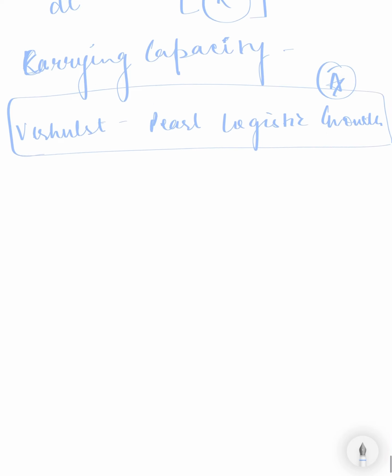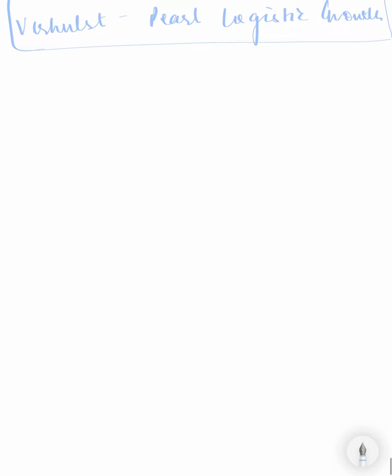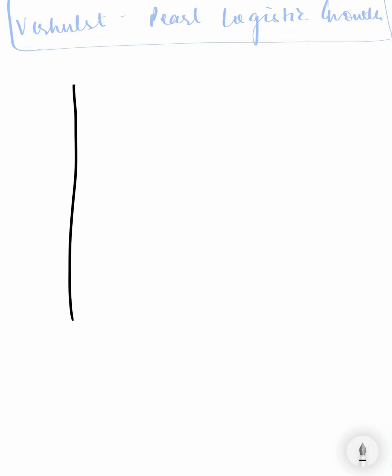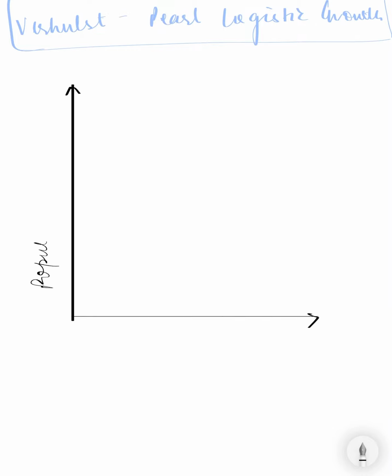So let's draw the graph of these two equations. I'll draw the graph here now. The y-axis shows the population density, which is shown by N. On the x-axis, we'll draw time, t.